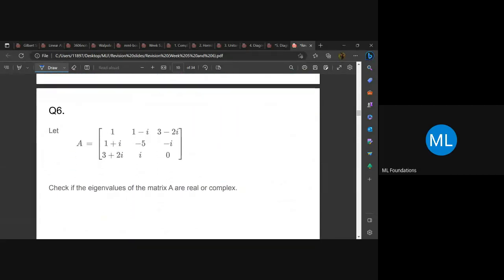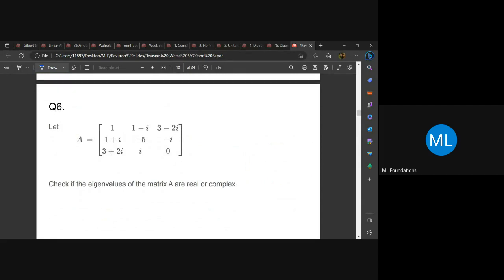Okay, so here you have to check if the eigenvalues of this matrix will be real or complex.